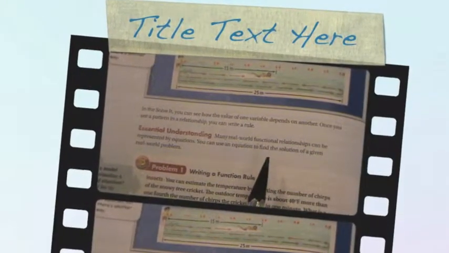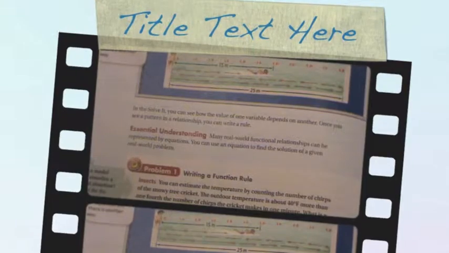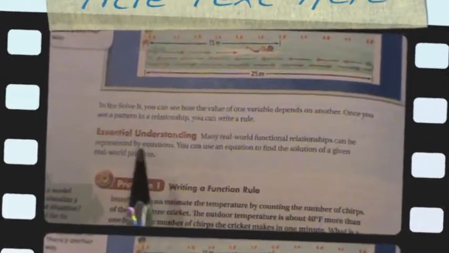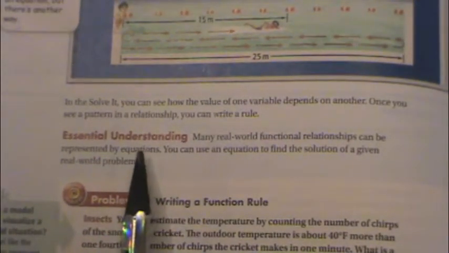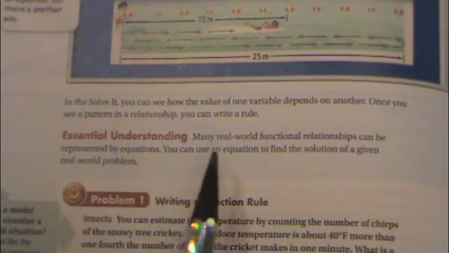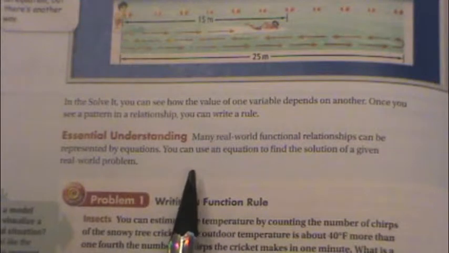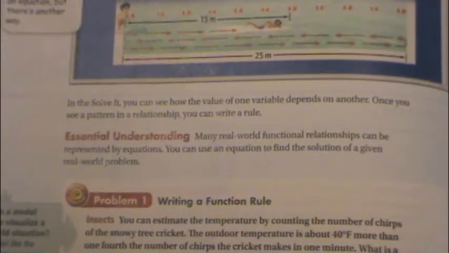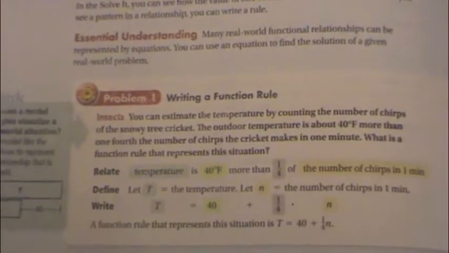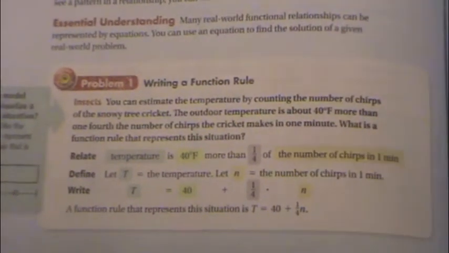So, section 4-5. There's no vocabulary in this section. The main point right here in the essential understanding: many relationships can be represented by equations, and then you can use the equation to find the solution of a problem. Problem 1, writing a function rule.